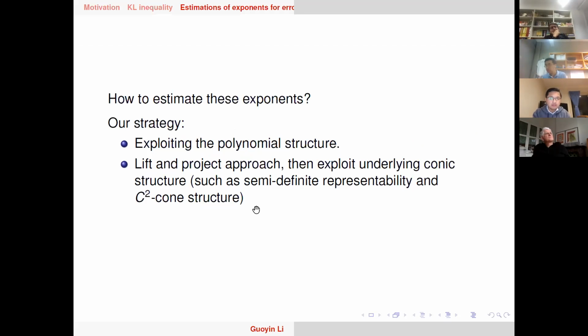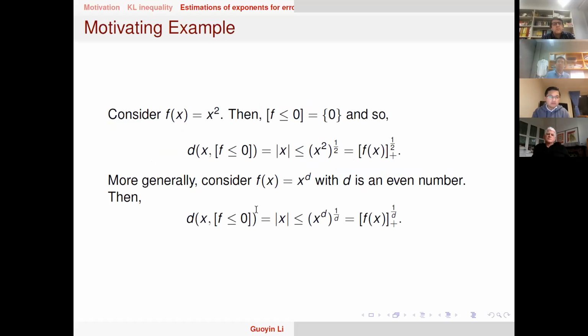And the strategy we're going to undertake is just two things. First of all, trying to explore the polynomial structure, which is a nice one. And the second one I would call the lift-and-project approaches, which naturally arise when you do SDP relaxation and so on. Once you can lift it up to a high dimensional case, the case is more clear. For example, you can look at the semi-definite representability, or maybe sometimes C2 reducible structure.